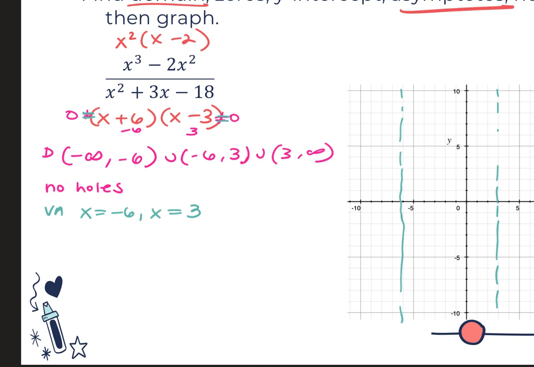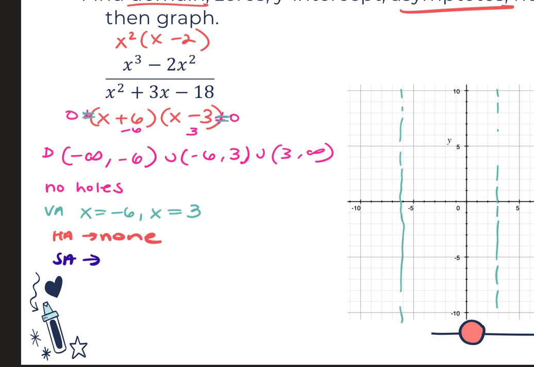Then I would see if there's a horizontal or slant, right? What's the rule about my exponents? Slant would be one more, right? It can't have horizontal if the one in the top is bigger, so there's no horizontal asymptote. But the one in the top is one bigger, which means there's a slant asymptote.